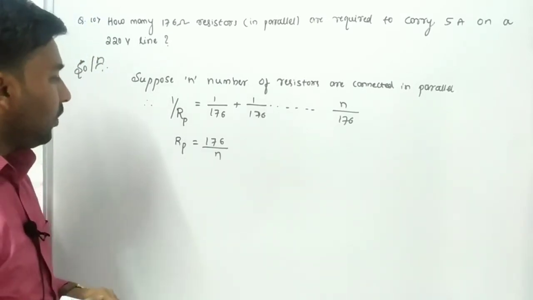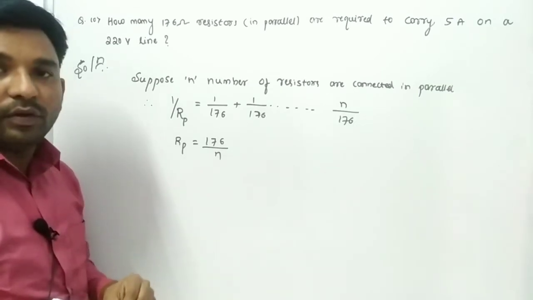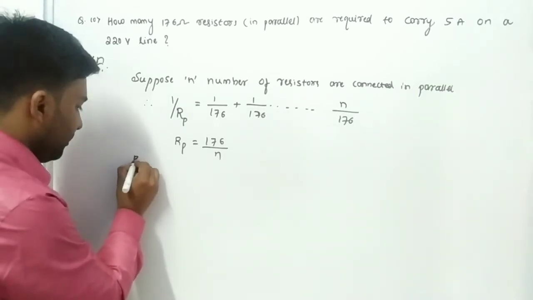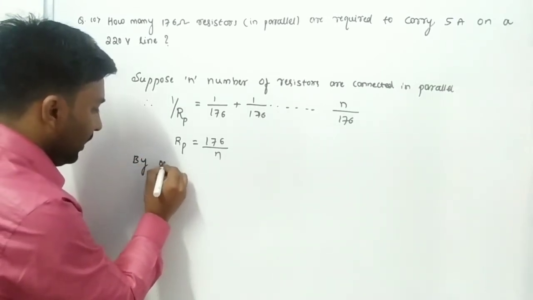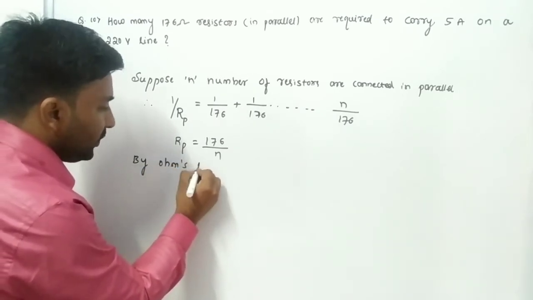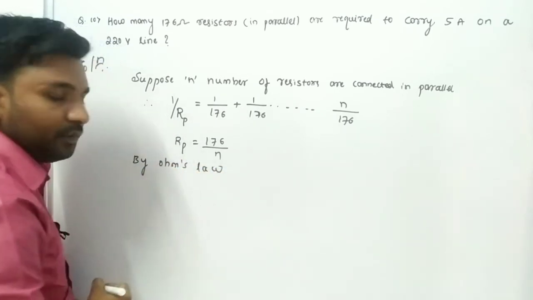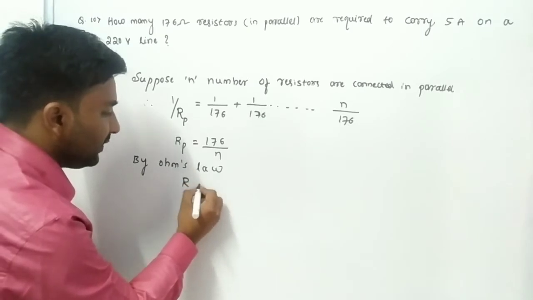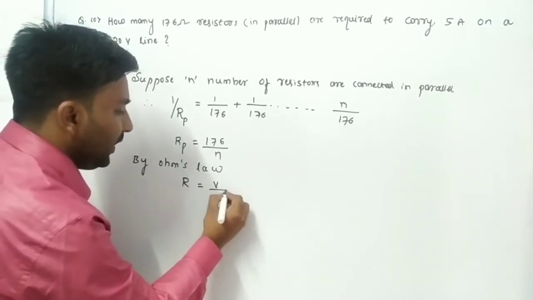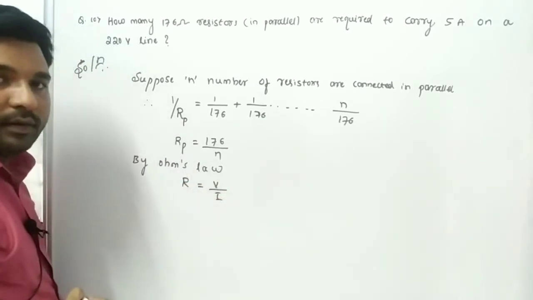Okay, now we know that according to Ohm's law, resistance is equal to V divided by I, right?